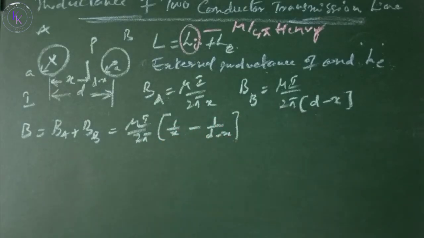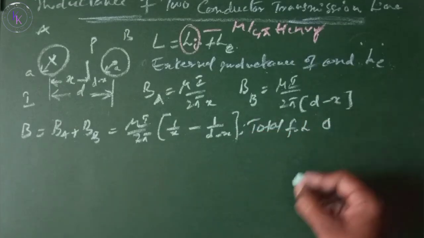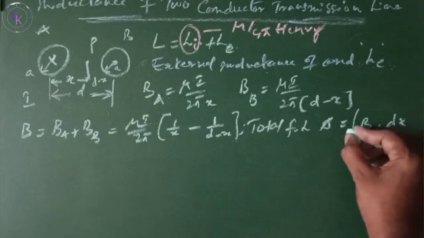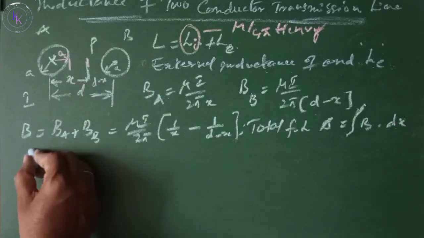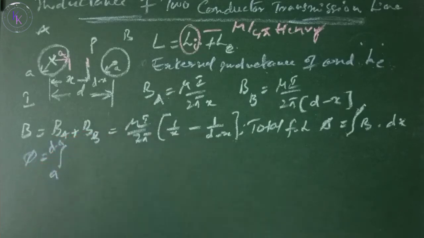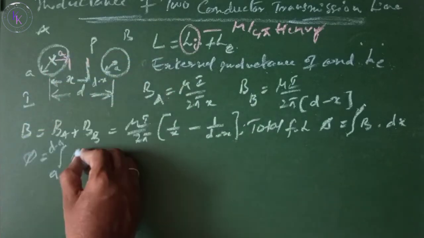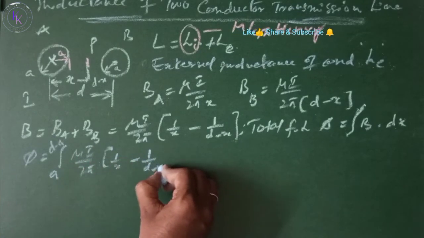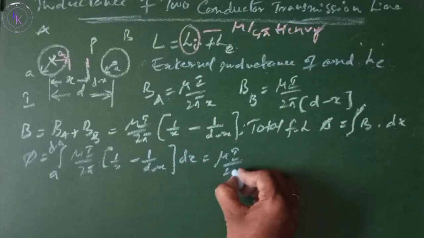We need to find out the total flux linkage. Given by phi equals the integral of B dot, in this case along x, the distance is varying, so along dx. We need to find out the flux in between a to d minus a. We found the internal inductance, so we need to find out the external inductance. Mu I divided by 2 pi, that is 1 by x minus 1 by d minus x of dx. So I'm taking mu I by 2 pi common.